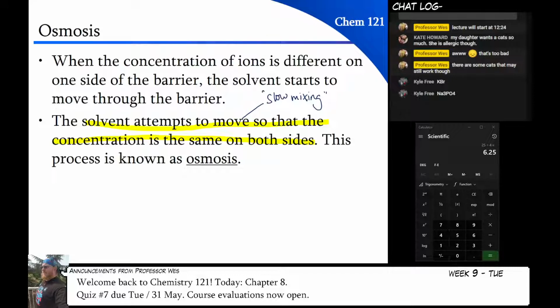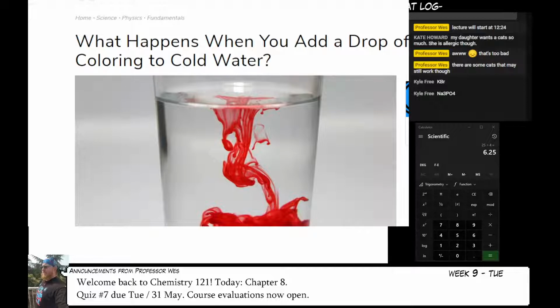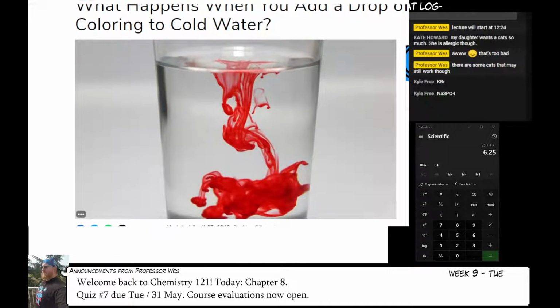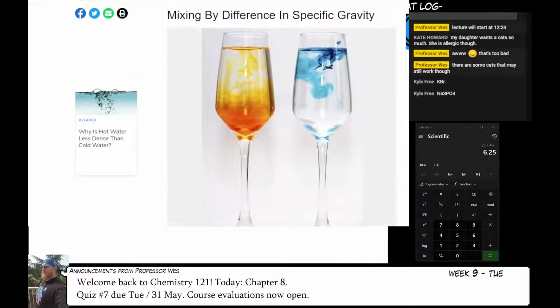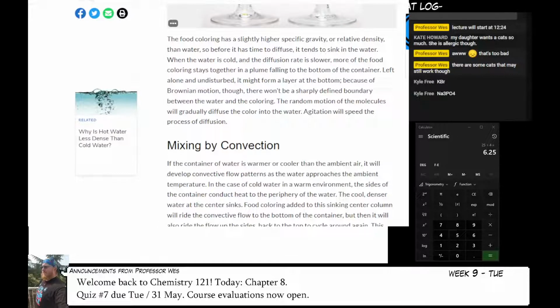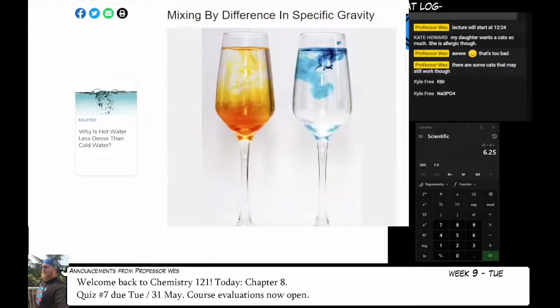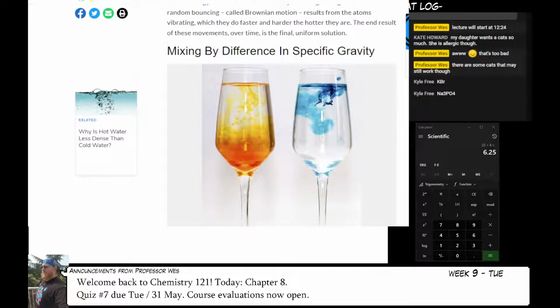So let me get this on the screen here. If you add food coloring to water, it looks kind of like this, right? Now, initially that's what it looks like, but eventually when it's done, it will fill the entire thing. They don't actually have a picture of it when it's done, but you can see in this picture right here, it's more or less filled the bottom. And eventually it will fill in the entirety of this, and it'll all be one color. So it'll all be evenly mixed.